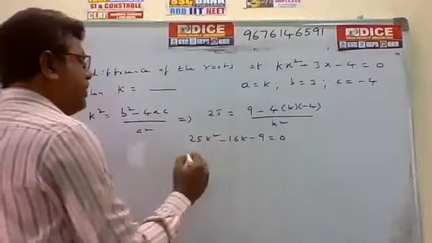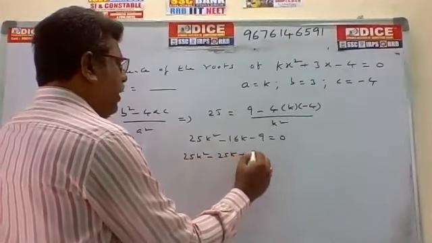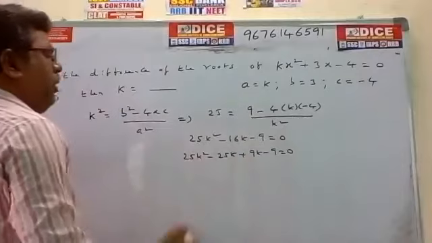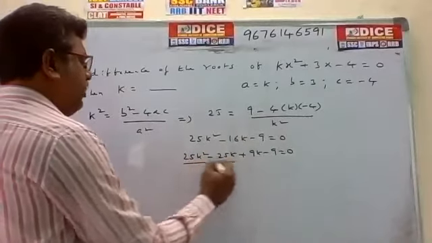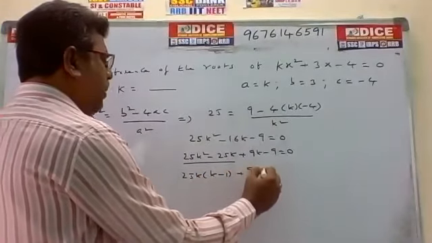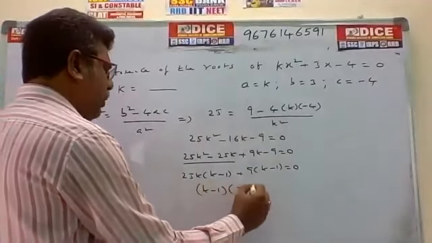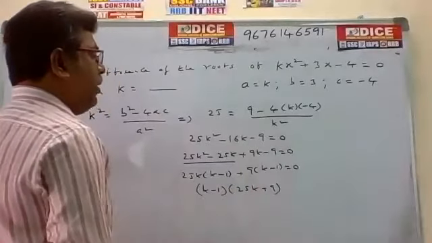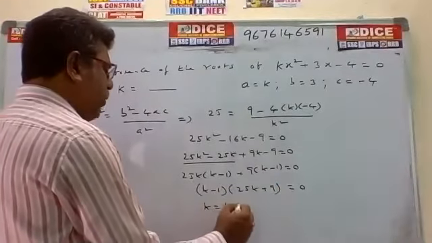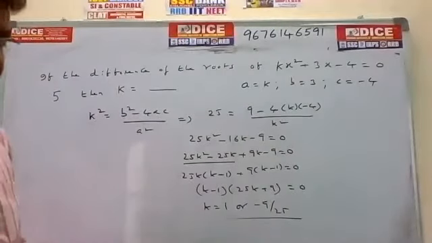Now we have to find the factors here. 25K square minus 25K plus 9K minus 9 is equal to 0. Now we can take common: 25K common, it becomes K minus 1; 9 common, K minus 1. So the factors are (K minus 1) into (25K plus 9), and that equals 0. Therefore, K is equal to 1 or K is equal to minus 9 by 25. These are the values.